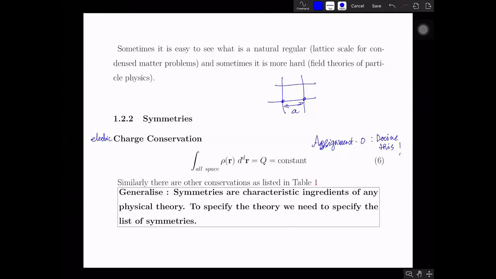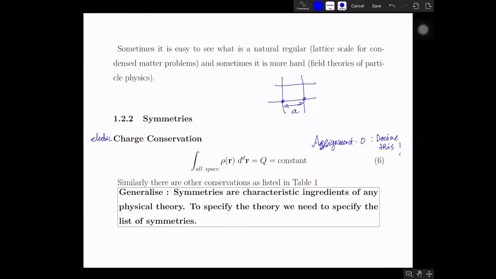And this, as you know, is a general character of theories, that there is a certain list of symmetries which are conserved for certain systems. And in fact, to specify the theory, we need to list all the symmetries and how the degrees of freedom transform under all these symmetries. Without providing a list, it is absolutely impossible to understand the nature of a theory, or to understand what the equations mean without knowing the symmetries of the theory. So one thing that we saw is that we need a UV regulator to define the theory. The next thing that we need is the list of symmetries.